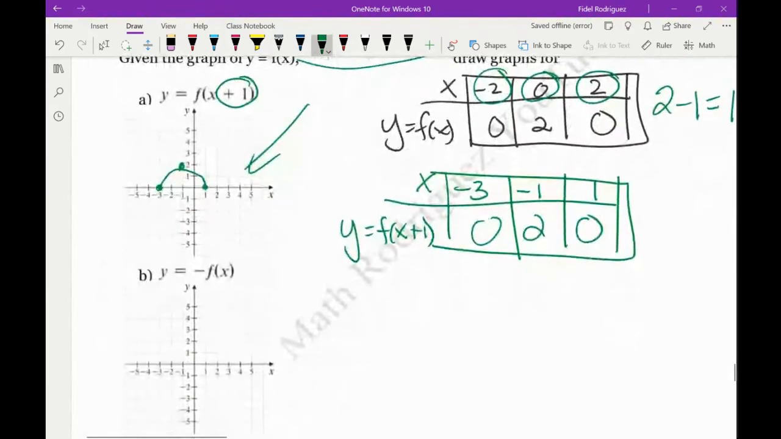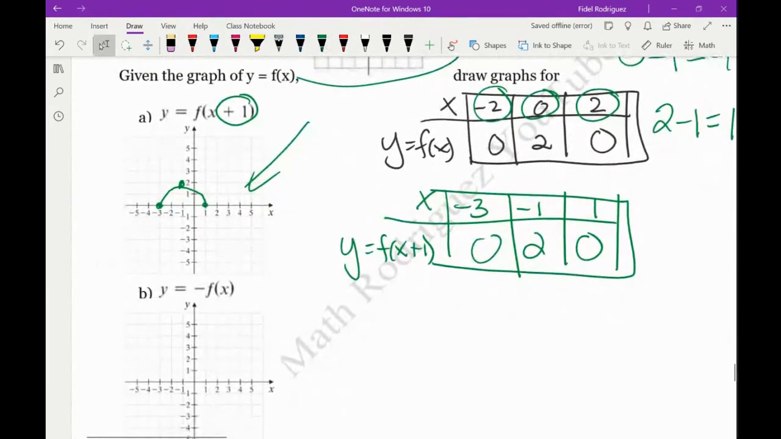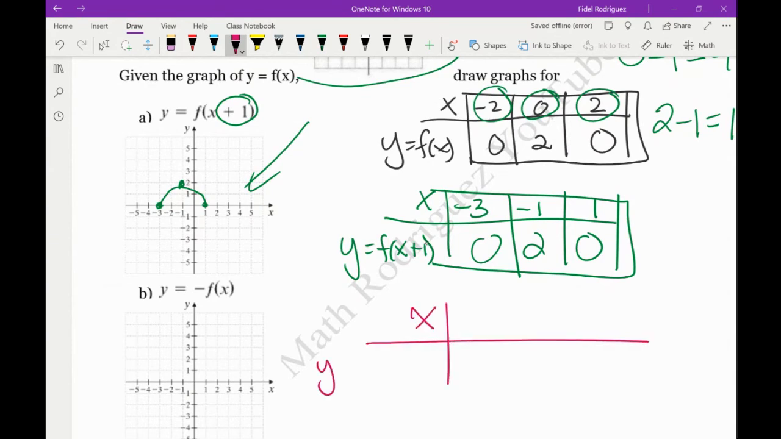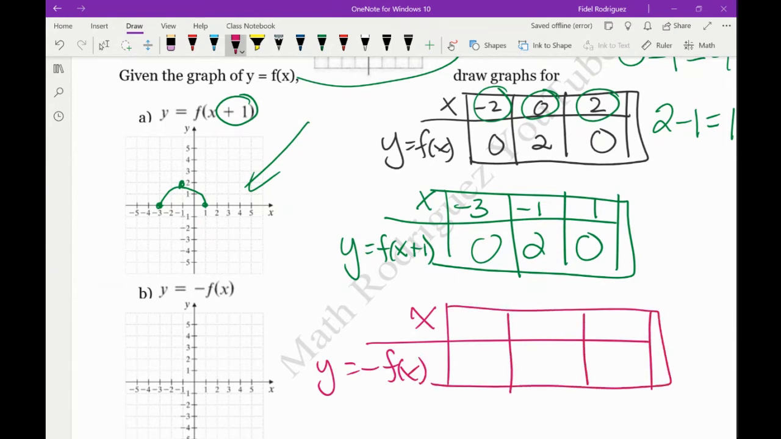All right, let's see if we can do the same thing for part B, okay? So look, for part B, first thing I'm gonna do, let's make a table. Boom, okay? First thing I notice, y'all, inside that parentheses, I don't have anything that I didn't have before. We just got the letter X. So my X numbers are not gonna change. That's still gonna stay a -2, a 0, and a 2, right?